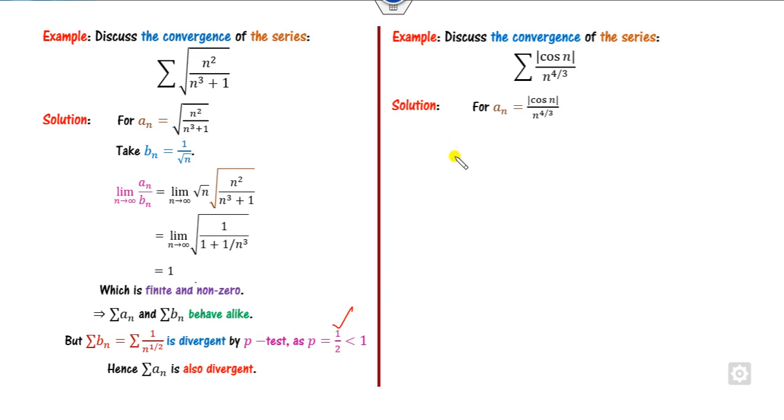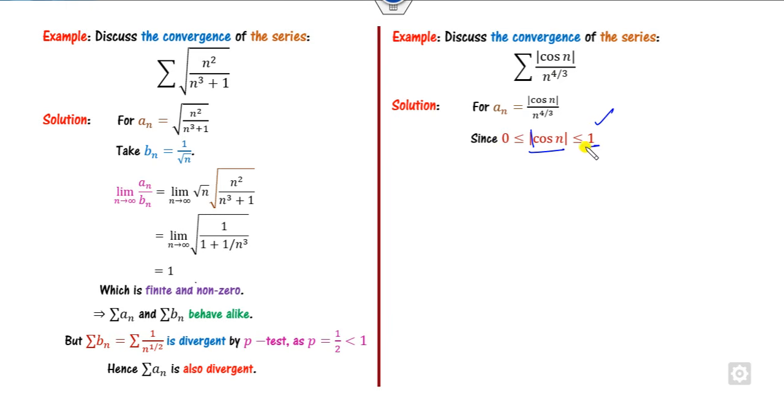Now for this one you are unable to find the value of the bn. Why? Because in the denominator it is fine, but what about the numerator? If you expand the value of cos of n, it will be 1 minus n square upon 2 factorial and so on. This is the series of cos x, but again you are unable to find that. So what we can do is see that cos of n is always bounded, because it's the modulus of sine, so it's always positive.